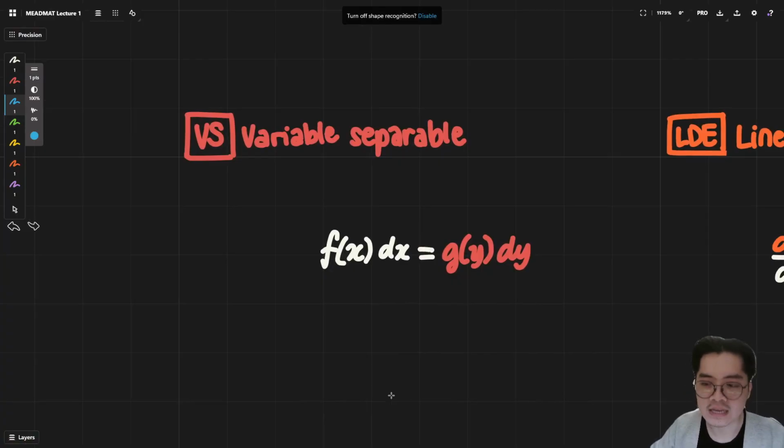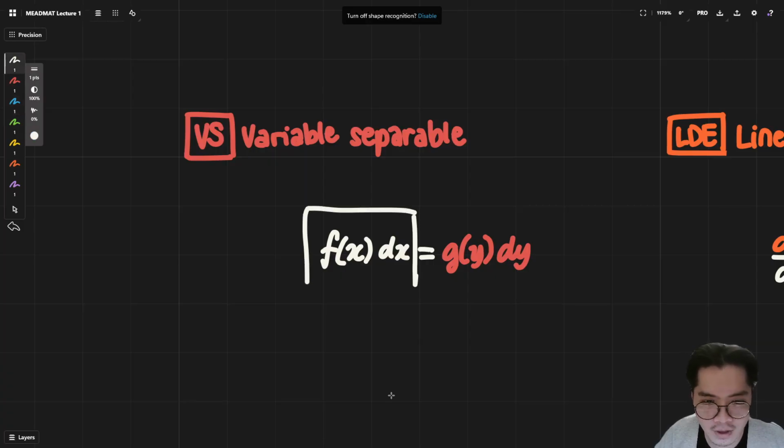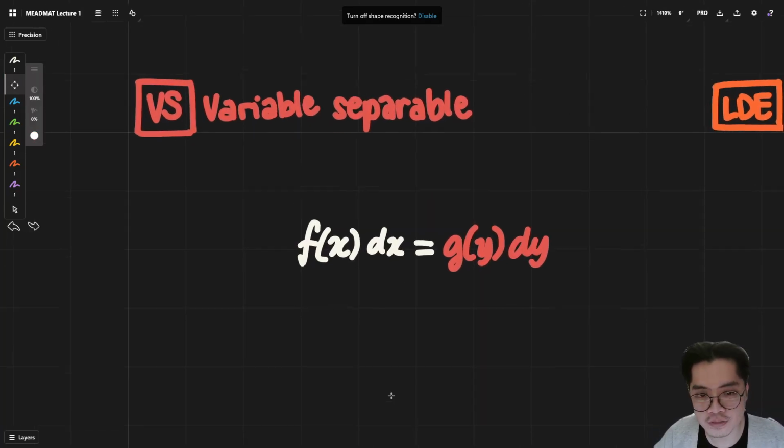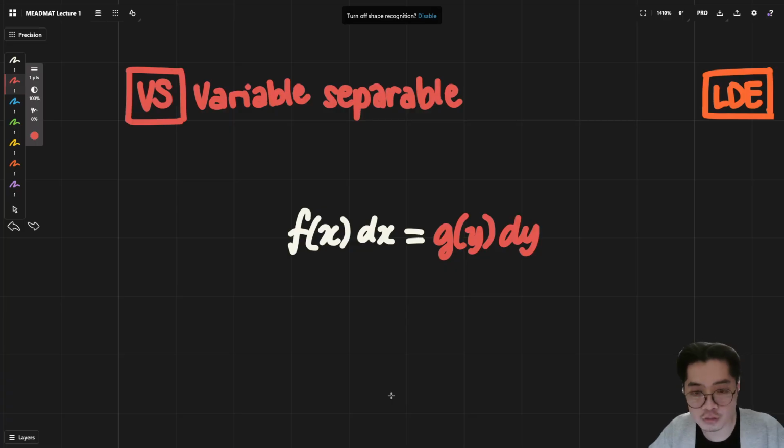Variable separability is quite self-explanatory. If you can somehow manage to get it such that your differential equation is composed of all the variables of one type on one side, equal to all of the variables of the other type on the other side, congratulations, this is now a variable separable differential equation. And for us to get the solution here, we just need to integrate.